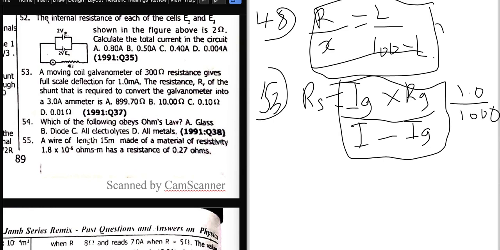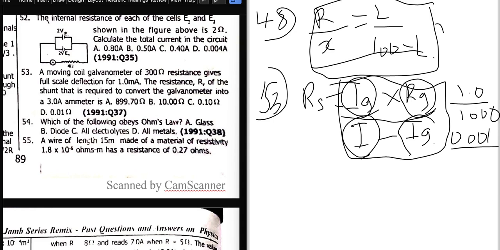So you're supposed to get something around 0.001. So this is your new Ig. You put this 0.001 here and put 0.001 here. Then for the resistance of the galvanometer, you're going to put 300 ohms here and you're going to put 3 here. So that's what you do, and then you solve. All right, okay, that's that for that.